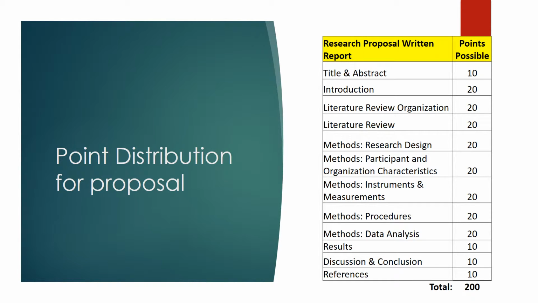Here is the point distribution for your research proposal. I have broken down each section of the research proposal, and I've identified the possible points for that section. You can see that there are a lot of sections, but it does add up to 200 points. So this is a very significant portion of your overall grade. You'll see that the points range anywhere from 10 to 20 points per section.